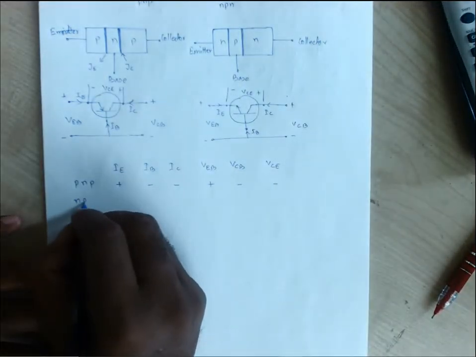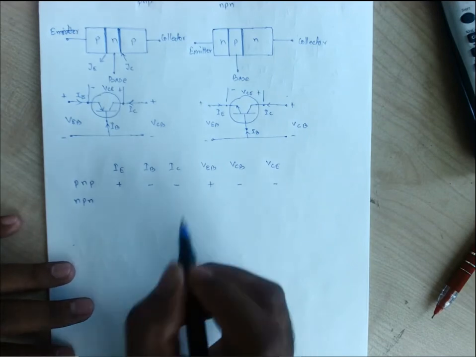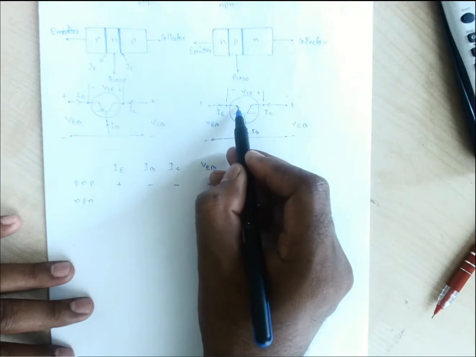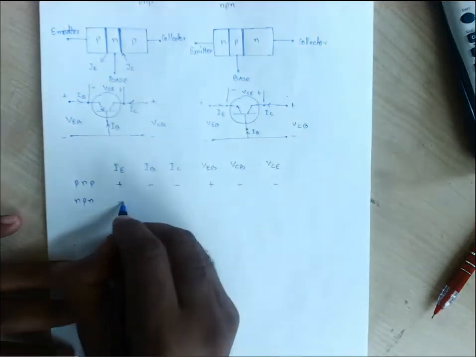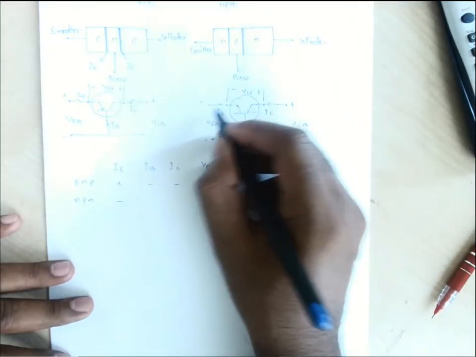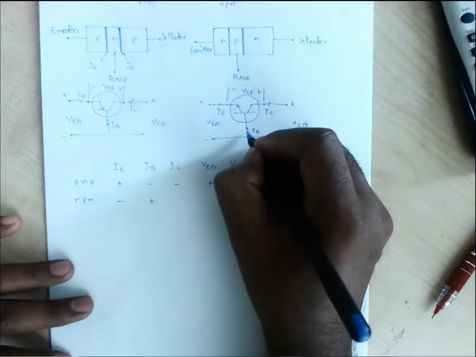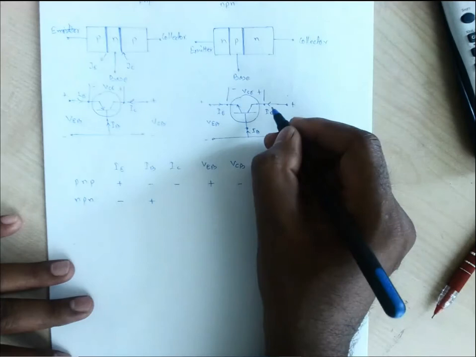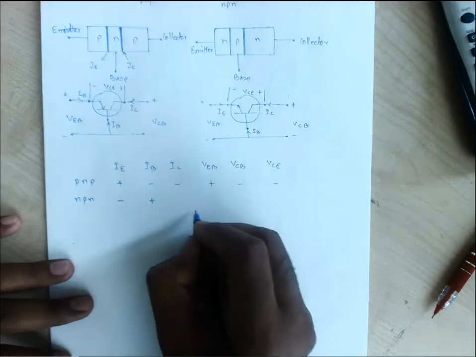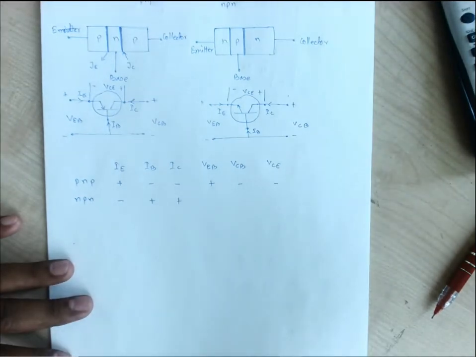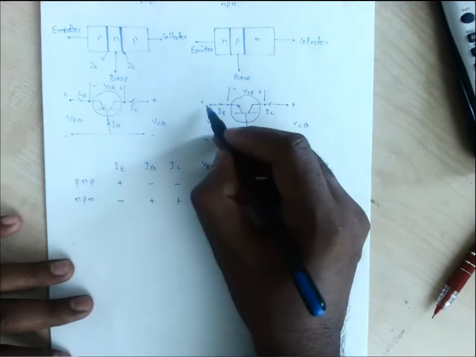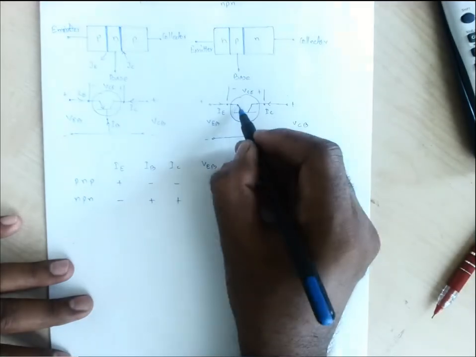For this NPN transistor, IE should go out because this arrowhead gives us the hint that it should go out. So it should be minus. IB should go in because something is going out. So it is the same as the direction which we have considered. IC should also go in because this current has been coming out through this emitter. So it will be plus VEB. VEB, as we have taken this one as plus minus, obviously for this one it should be minus plus because this current has been going out.